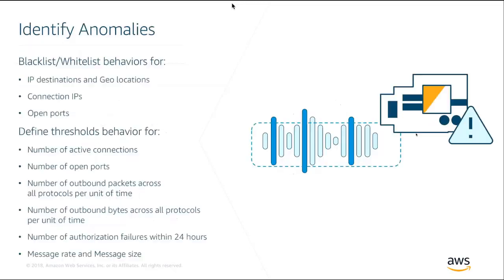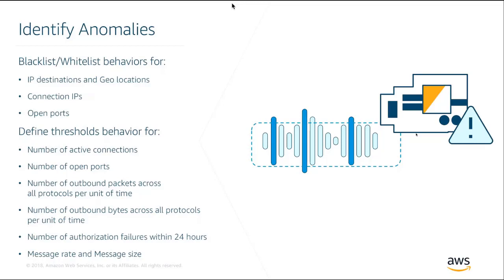Based on that information, you can start identifying anomalies. You can blacklist or whitelist behaviors, so you can check if ports are open based on the metadata that's being sent from this device that shouldn't be open. You can also check different thresholds. So does the device have more active connections than you're expecting? Is it listening on multiple ports that it shouldn't be listening on, or have them open? Is it sending more packets outbound than you're actually anticipating in that same 24-hour period? You'll also be able to do things like check for authorization failures. So is it unable to connect to the cloud because its certificate is invalid or for some other reason?